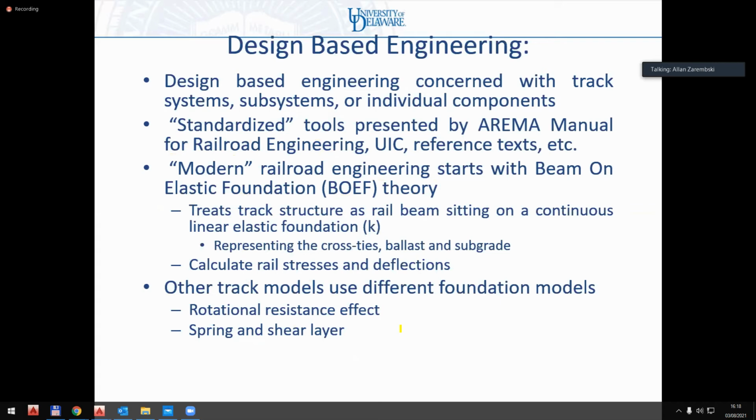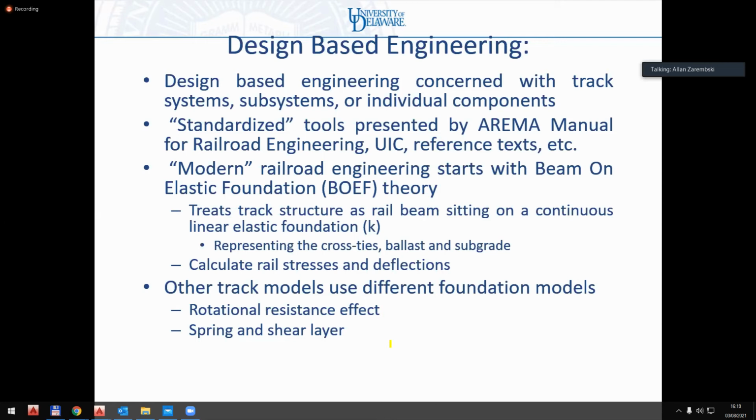And there you're concerned with, as I said, what components do you use? What dimensions do you use? What size rail? What size sleepers? What type of fasteners? How deep is your ballast layer and your sub-ballast layer, etc.